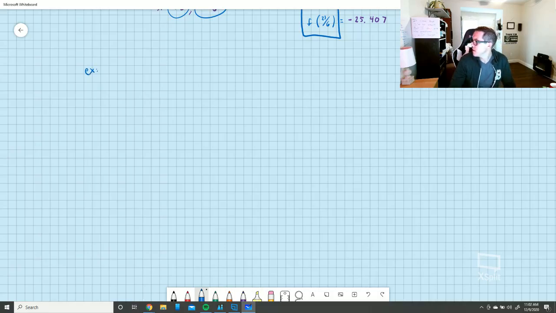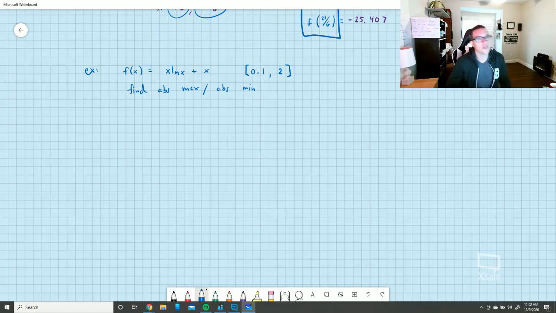Same setup. Here's your function: f of x equals x ln x plus x. And the interval is going to be a little bit weird, 0.1 to 2. The reason I chose 0.1 and not 0 is because you can't plug 0 into this. I need to have solid endpoints. So 0 would give me undefined because natural log of 0 is undefined. So this is the interval, and let's find the absolute max and absolute min of this function.